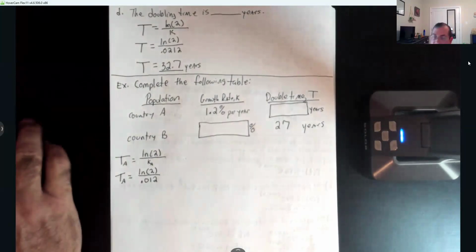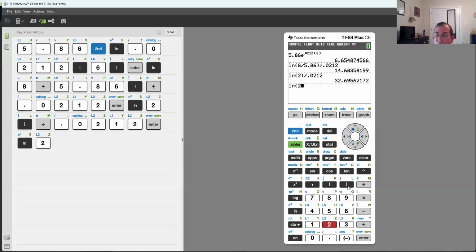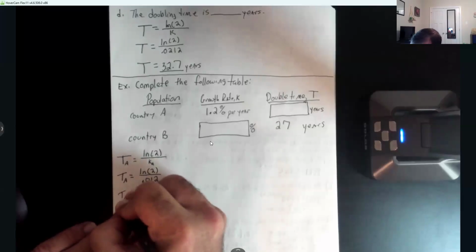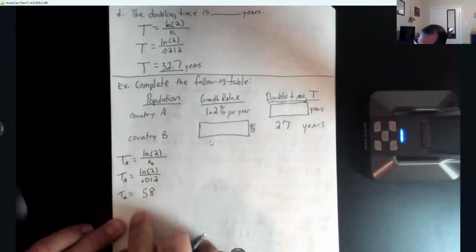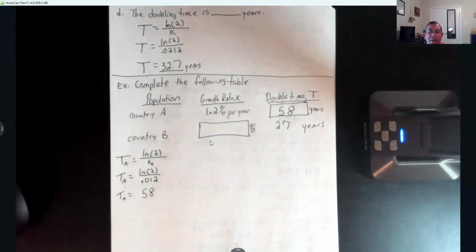So we're going to punch in ln of 2 and divide that by 0.012. Y'all, here we go. Ln of 2, close parentheses, divided by 0.012. And I'm getting 57.7. So I'm going to round this up to 58. So the double time for country A is 58 years.